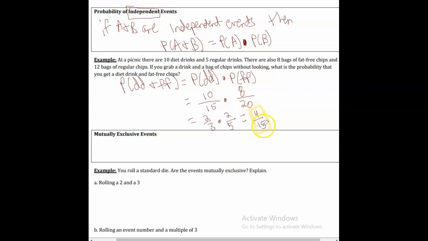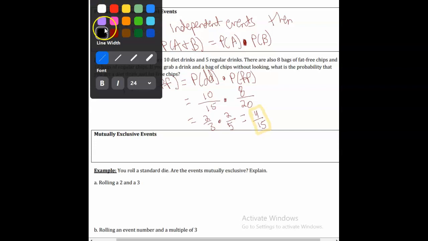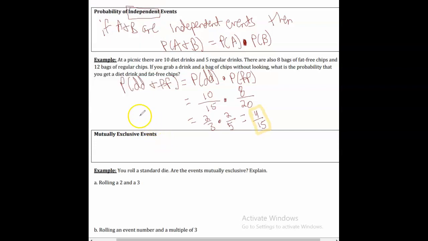So if they're independent events, then we just can multiply probability of A times probability of B. So moving on to mutually exclusive events. If something's mutually exclusive, think of it like the events can't happen at the same time. So for example, I can't be at home and at the grocery store at the same time.